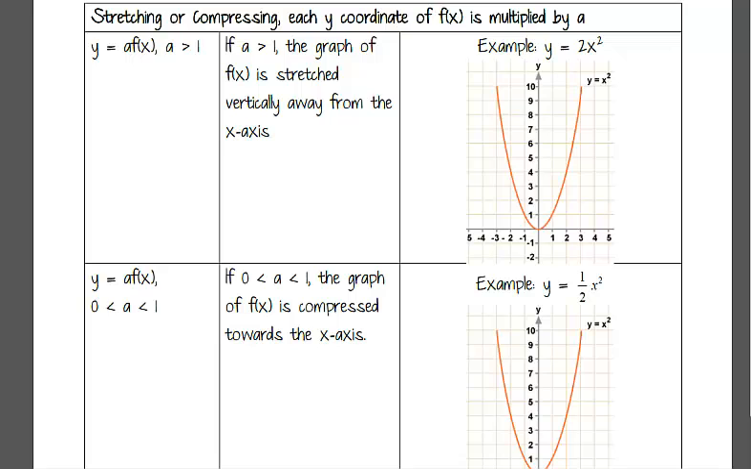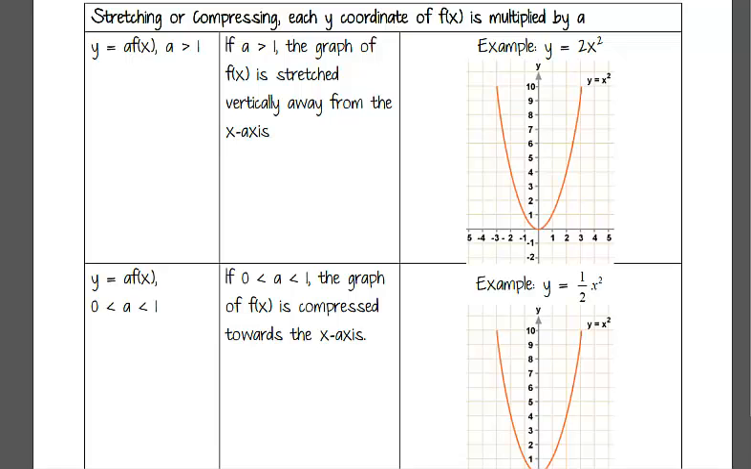Stretching or compressing: each y-coordinate of f of x is multiplied by a. What we need to pay attention to is the size of a. If a is greater than 1, then the graph is going to be stretched. Basically we're multiplying all of the y values by something greater than 1 that makes them larger, so we're stretching it away from the x-axis. If a is between 0 and 1, then it's going to compress it towards the x-axis. And then, of course, we could still put the negatives in there that could reflect it across the x-axis.